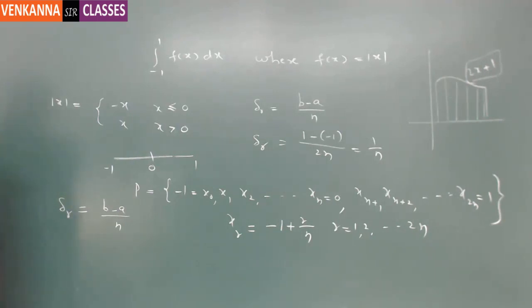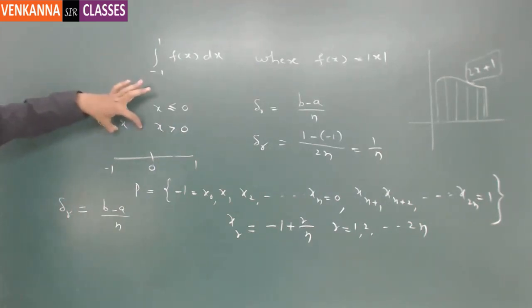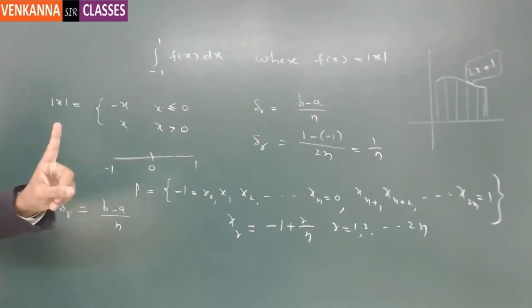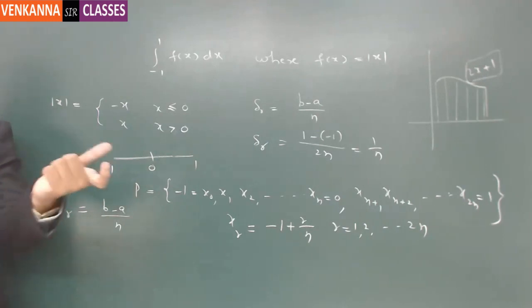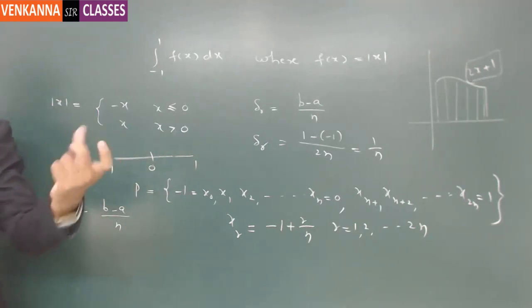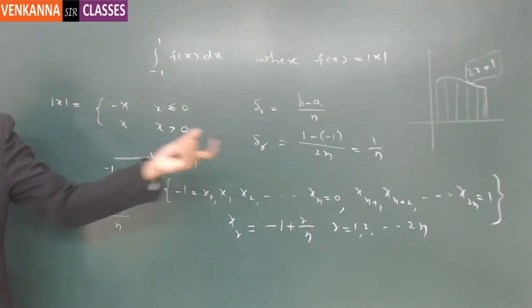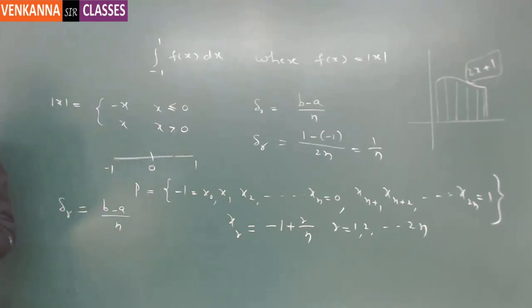Otherwise, for every problem, we take only n segments. Because the function value is changing here. For half of the part, its value is minus x. For the other part, its value is x. The function is changing. We are not integrating a single function. In other words, if you apply the formula of summation, we are taking the sum of two different functions. Half part, one function minus x. For the other half part, another function x. There is a small difference here. Agreed?